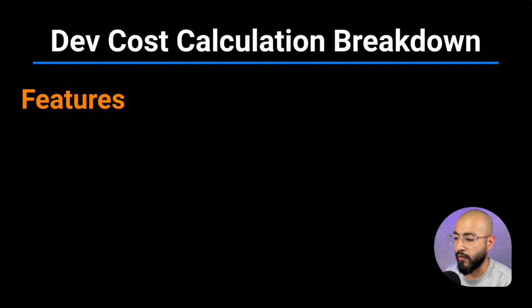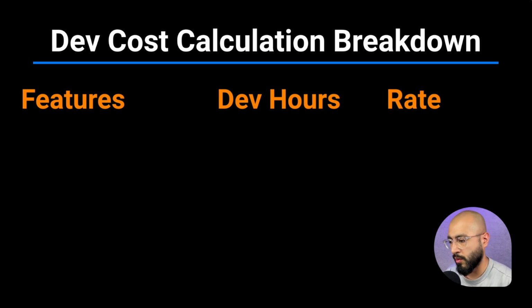This would be the amount of features your app has, the amount of development hours it takes to build those features, and the rate that is charged per hour. A feature can be something like a chatbot or, let's say, photo editing capability. During the discovery and design phases is where you finalize the features that your app will have.